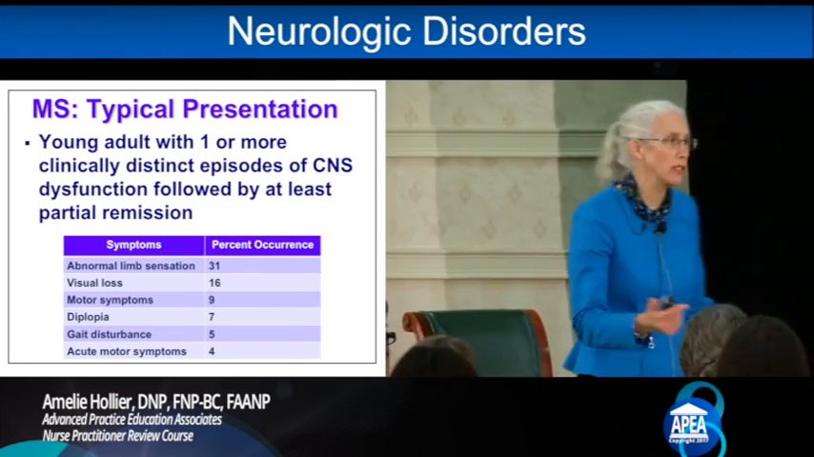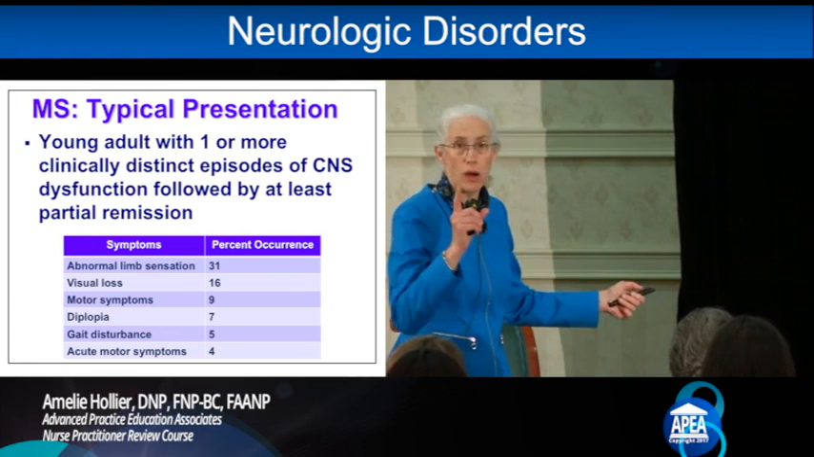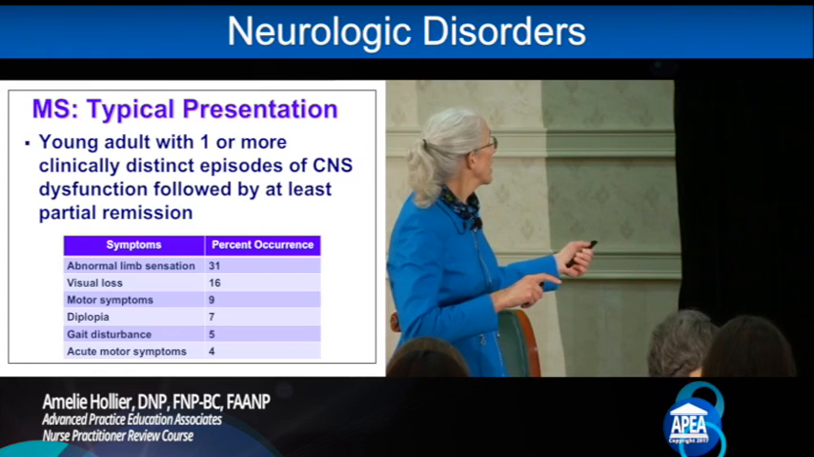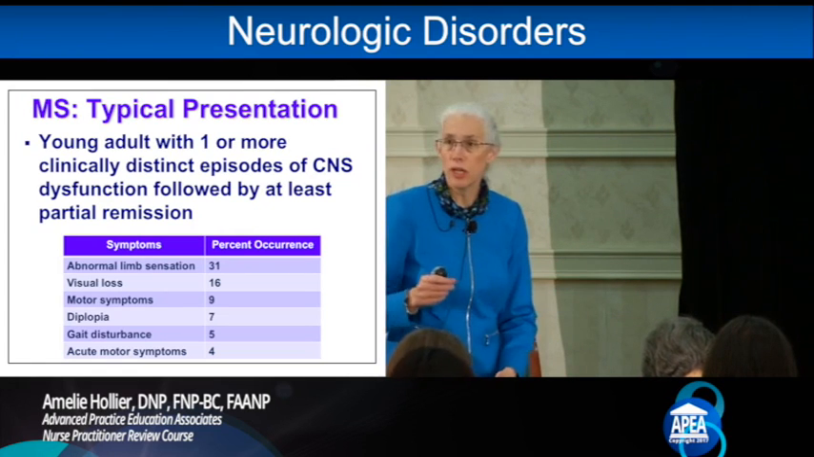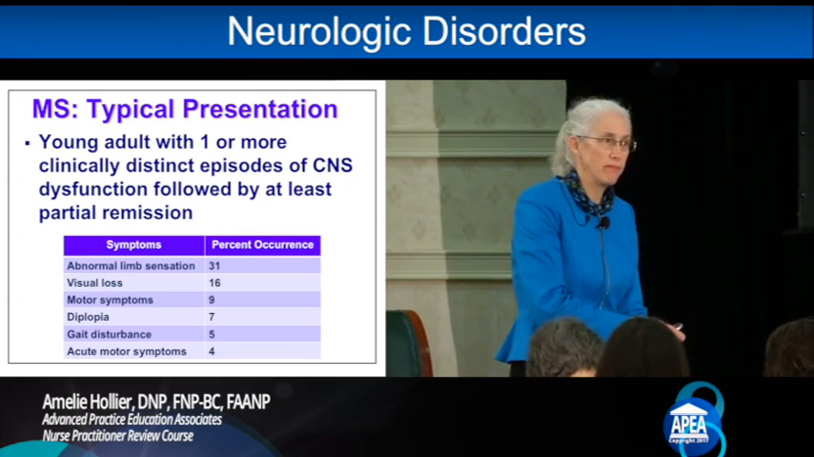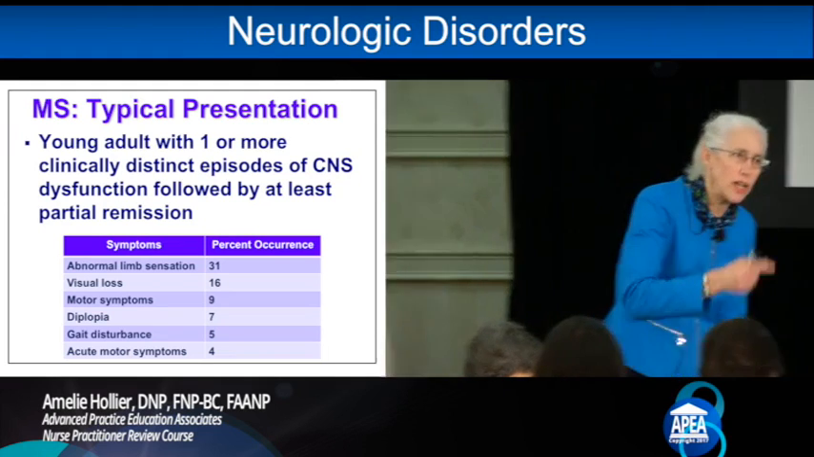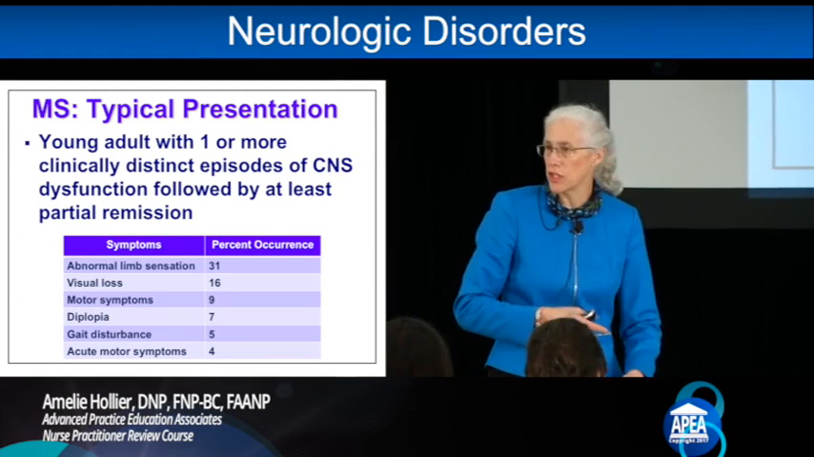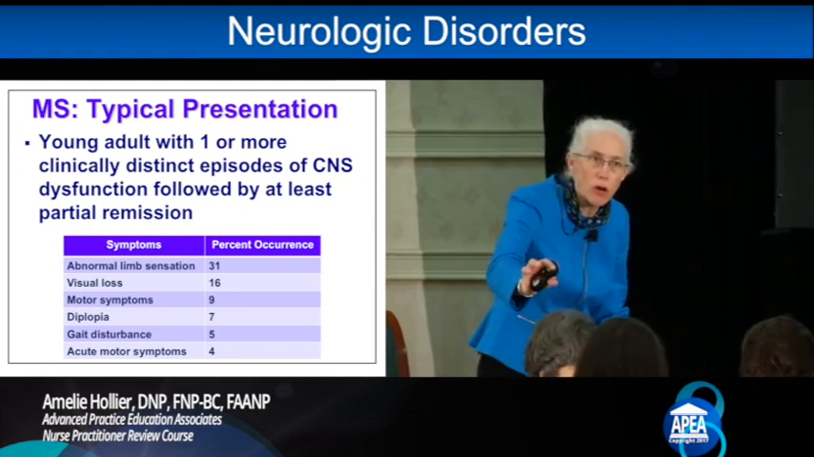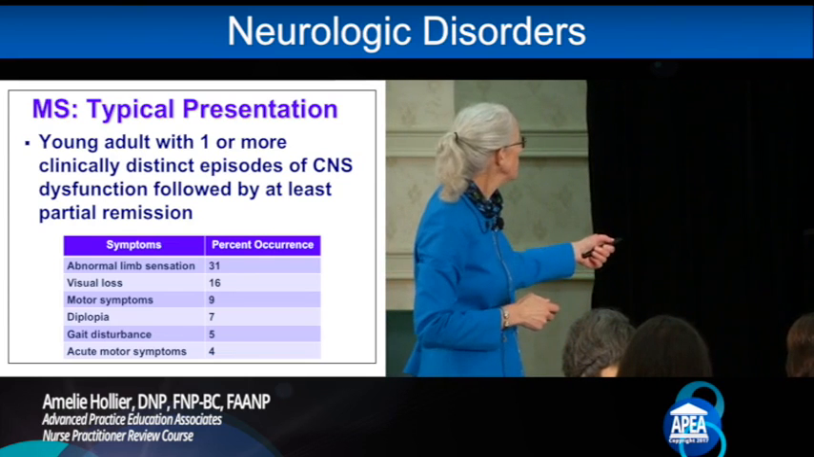They tend to be a young adult, 20, 30, maybe 40 years old, and they have one or more distinct episodes of dysfunction in the central nervous system. That is a historical piece of information you need to pull out of that patient.